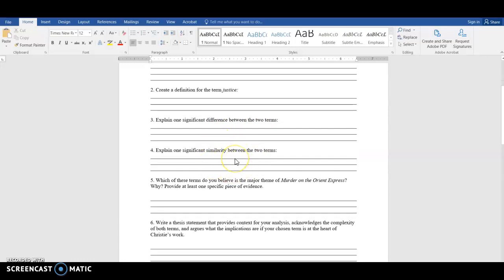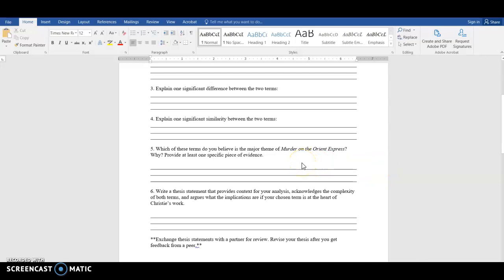Then I want you to explain one significant similarity between the two terms. How could somebody confuse revenge and justice? What do they have in common? Go ahead and mention that here. Feel free, of course, to use the Leon Seltzer article we discussed last week to help you with these definitions and to help you with differences and similarities.